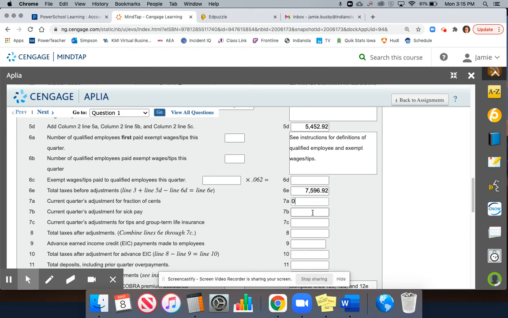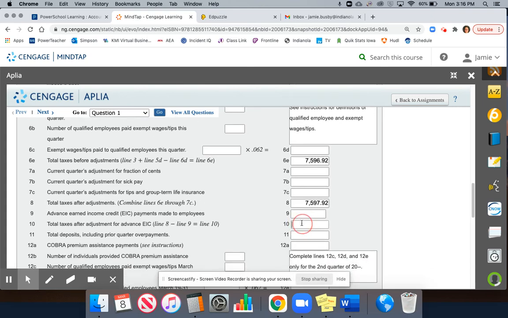7A, that does not apply to us. 7B does not apply to us. 7C does not apply to us. It says to combine line 6E through 7C. That's pretty simple. 6E through 7C. No math to do. $7,596.92. Line 9 does not apply to us. Nothing in the instructions about that.